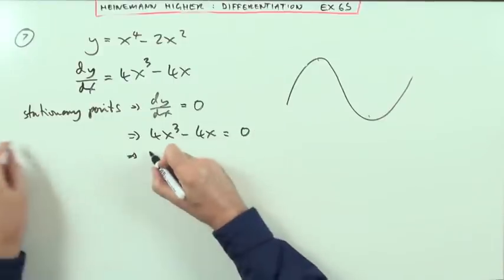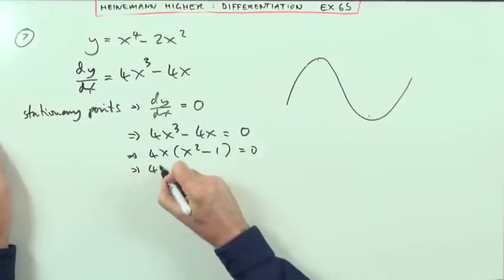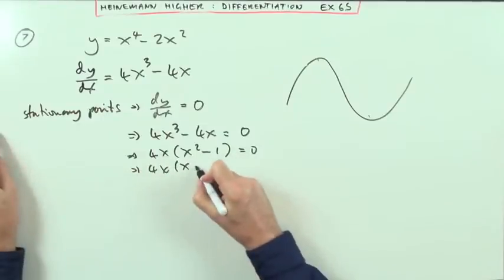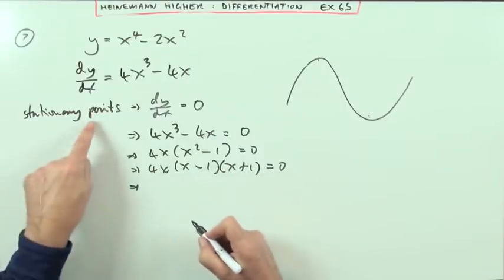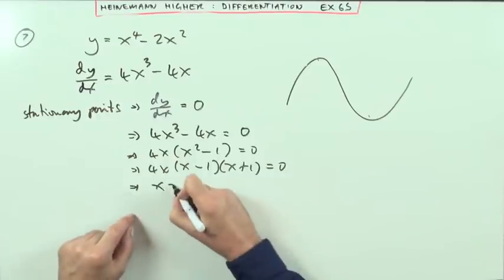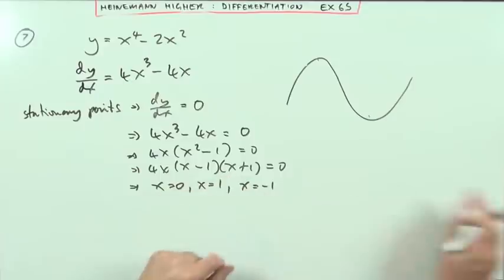Right, factorising that. 4 is in common, x is in common, that leaves an x squared minus 1, and there it goes again, difference of two squares. x minus 1, x plus 1 equals 0. So it's going to be stationary 3 times, when x equals 0, when x equals 1, and when x equals negative 1.